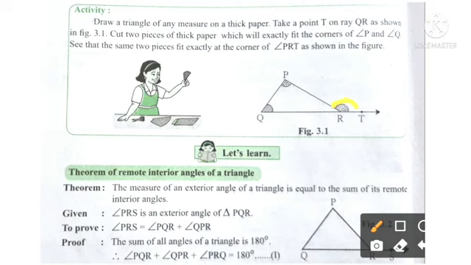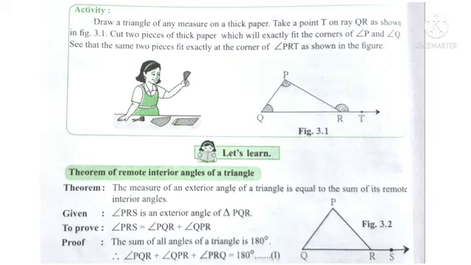And suppose how many exterior angles you can draw? Here side QR is extended. If I extend this side, if you can extend this side, you can extend all these sides. So how many exterior angles are there? This is the first exterior angle, this is second, then third, fourth, fifth and sixth. We can draw 6 exterior angles of a triangle.